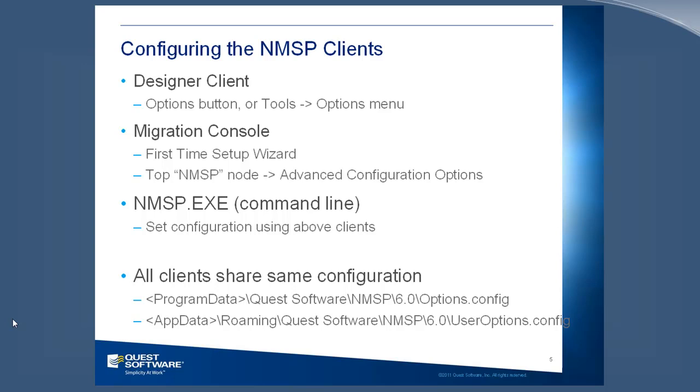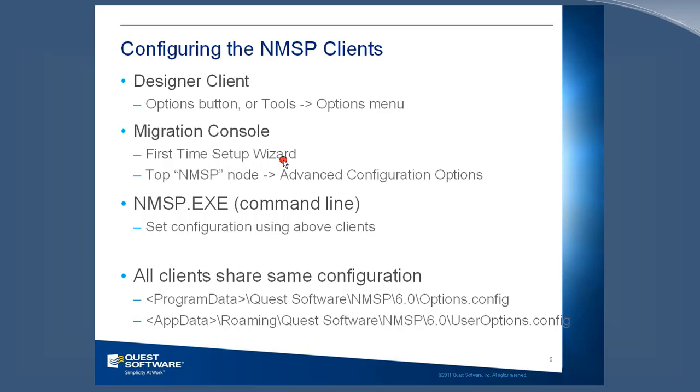All 3 of these actually share the same configuration options, so you get to them in different ways. In the Designer client, you can just press the Options button or go to the Tools Options menu, and that will open up our Options dialog. In the migration console, when you first run the tool, and I demonstrated this in week 2, you get this first time setup wizard, which edits some of the options.